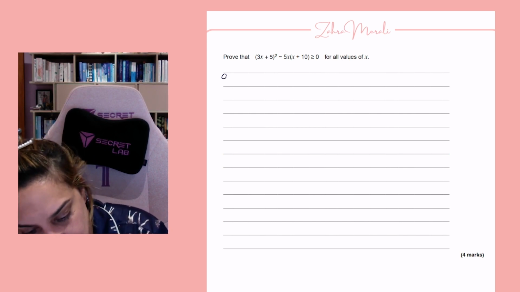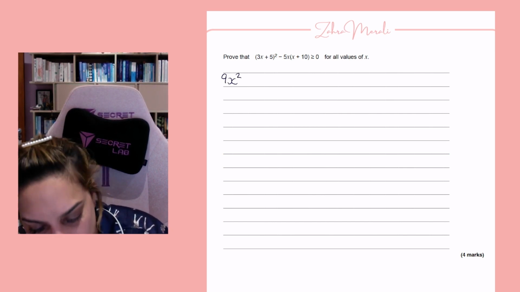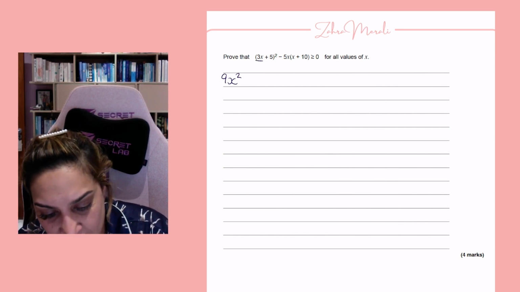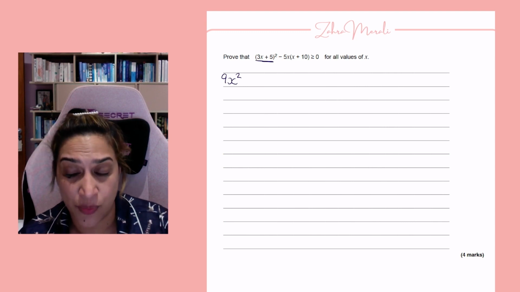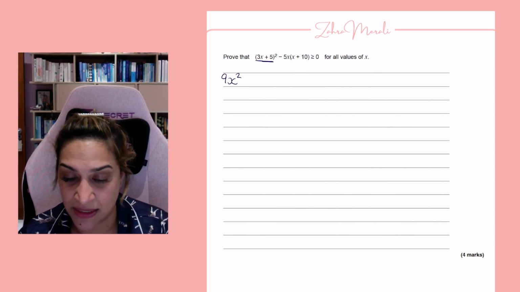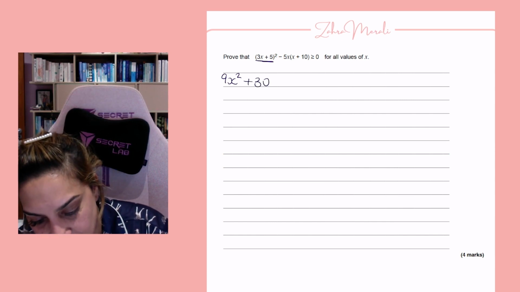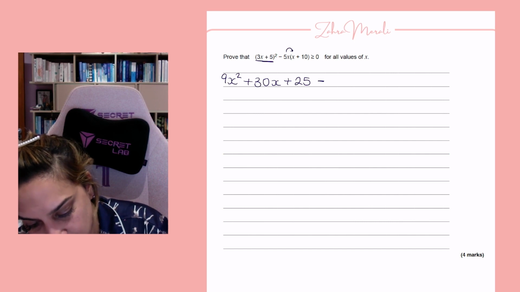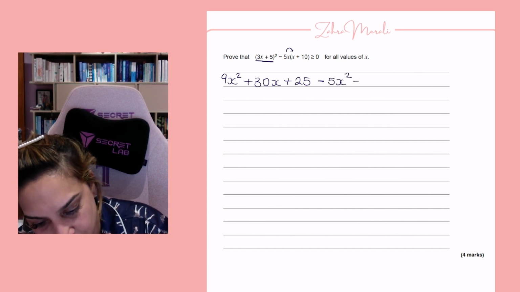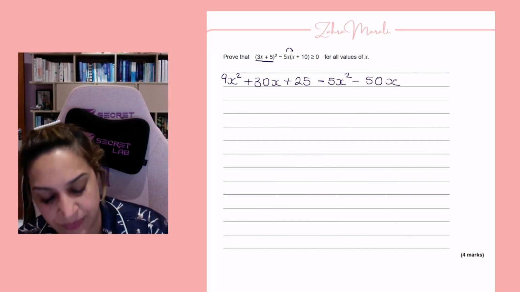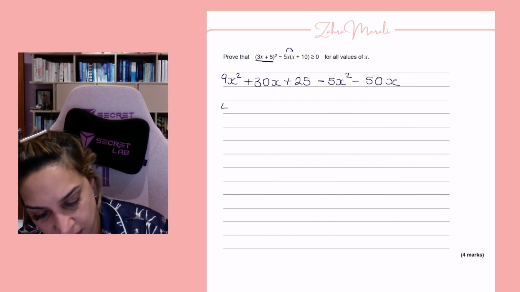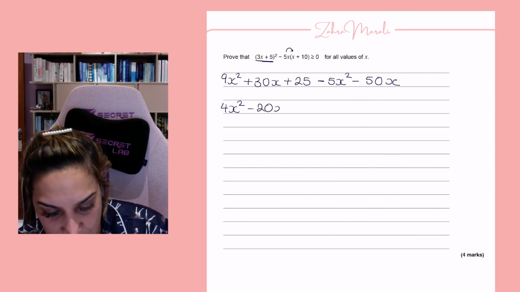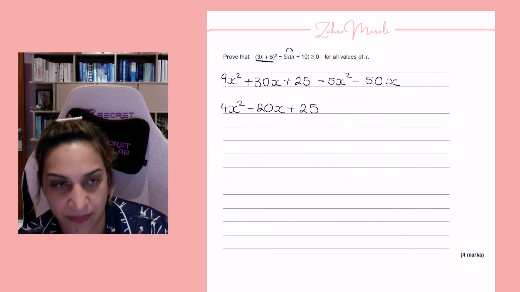So we're going to get 9x squared, and the way I do it quickly, just so you know, is take the first value, square it, 9x squared, times the 2 together, 3x times 5 gives me 15x, and double it. I get 30x plus 25, minus these 2 multiplied, 5x squared minus 50x. Okay, and when I simplify that, I'm going to get 4x squared, 30x minus 50x, so minus 20x plus 25.